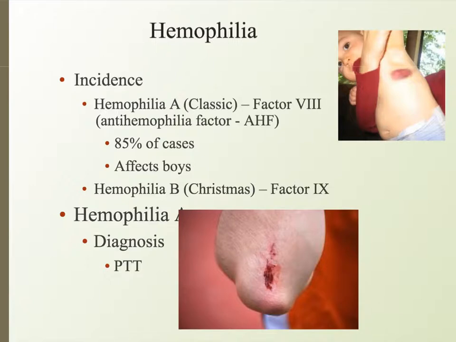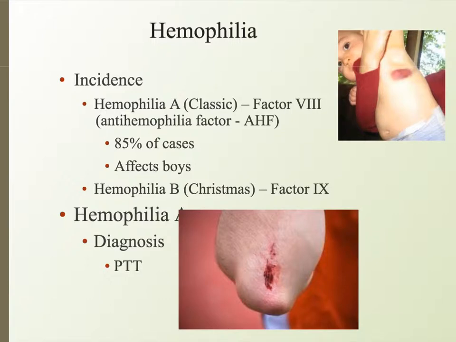Hemophilia A, or the classic, is a deficiency in factor 8. It typically affects boys, and it is 85% of the cases of hemophilia. Hemophilia B, like I said earlier, was the Christmas. It is a deficiency in factor 9.